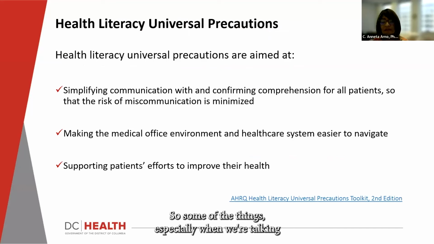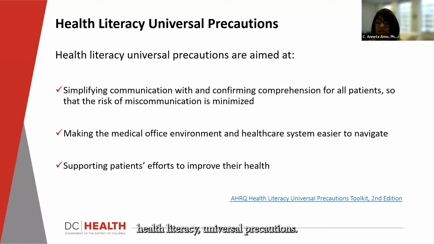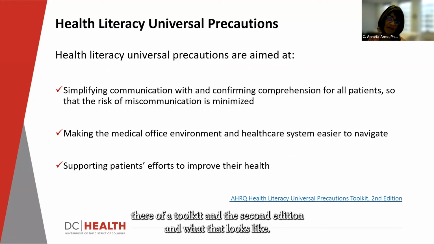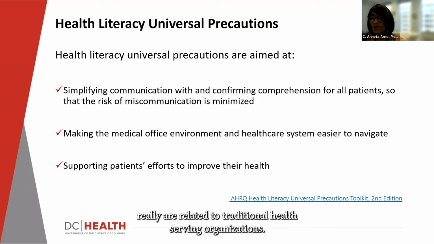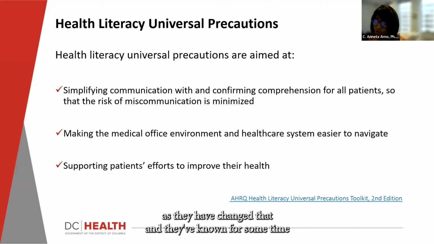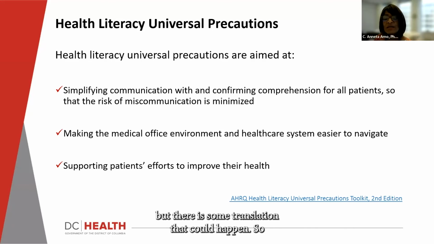So some of the things, especially when we're talking about organizational health literacy, is this idea of health literacy universal precautions. We have a list there of a toolkit and the second edition and what that looks like. What we do know is that many of the resources currently out there are related to traditional health serving organizations. Even the definition of health literacy has changed, as they've known for some time that the original definition was not sufficient. We now have precautions, but they've not necessarily been written for non-health serving, non-traditional healthcare organizations. But there is some translation that could happen.